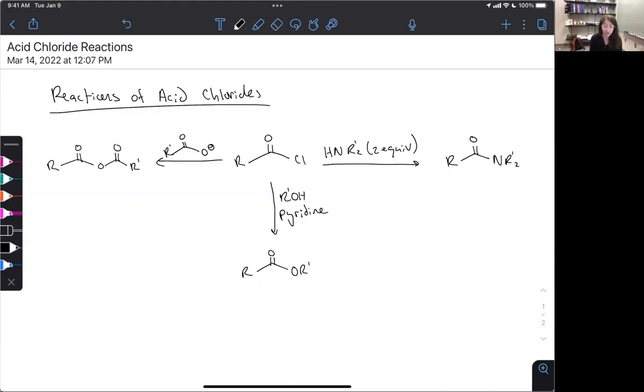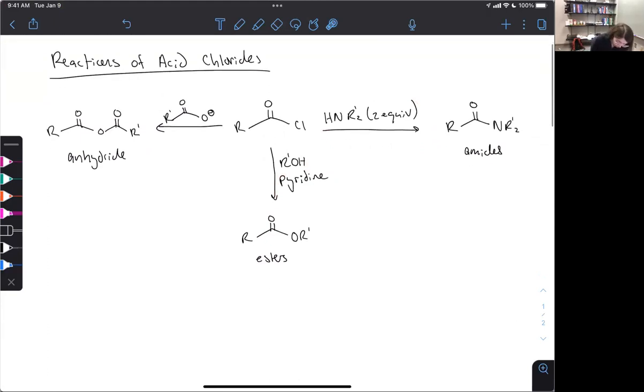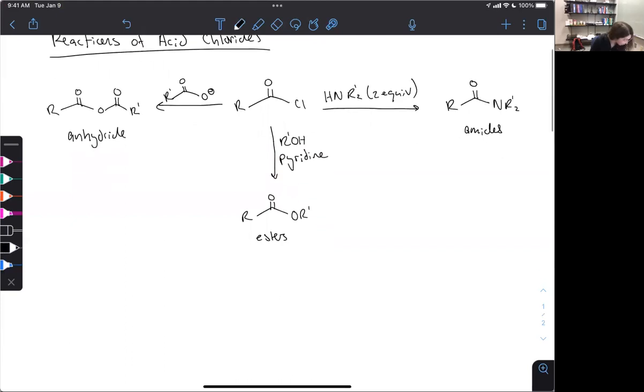So I've just kind of summarized the reactions to start. So we can make anhydrides, esters, or amides with acid chlorides. And you'll see that, in some cases, we've got stuff like pyridine, we've got extra of the amine over here when we're making amides. So those are really just in place to help you soak up the HCl that's produced in the reaction. And we'll see in the mechanisms where that comes up. Okay, so let's start with the anhydride mechanism, which is probably the easiest one.